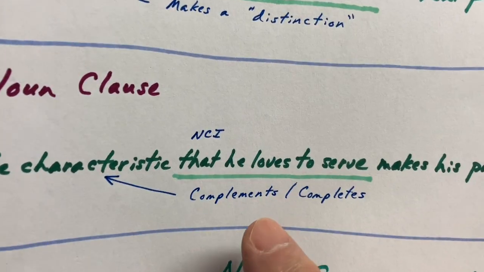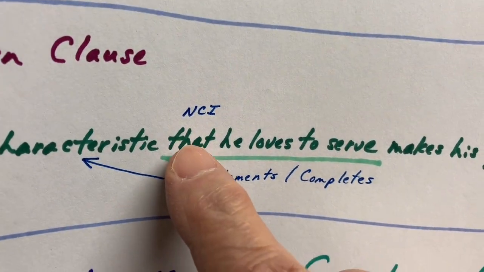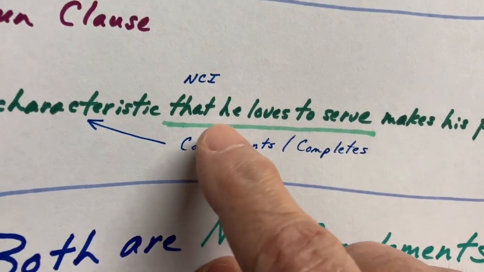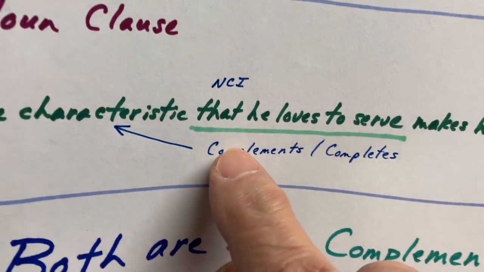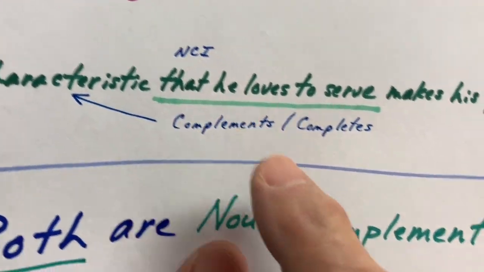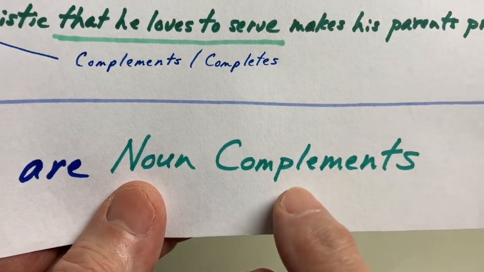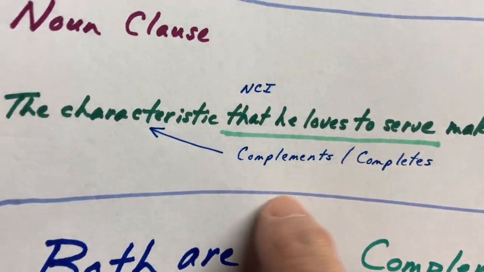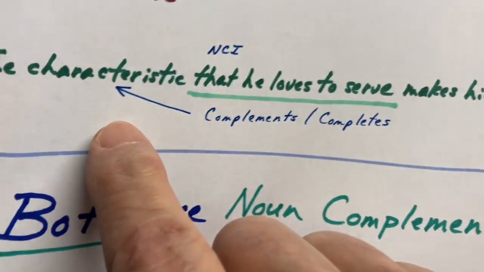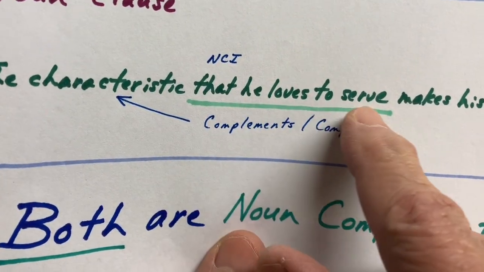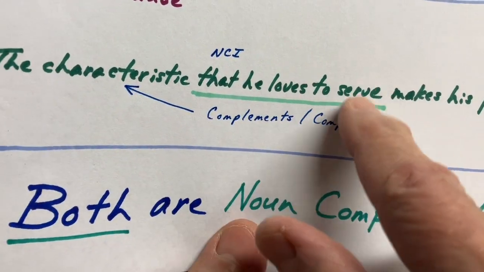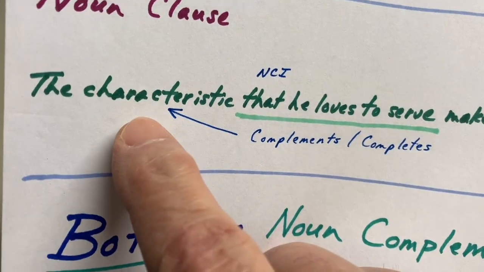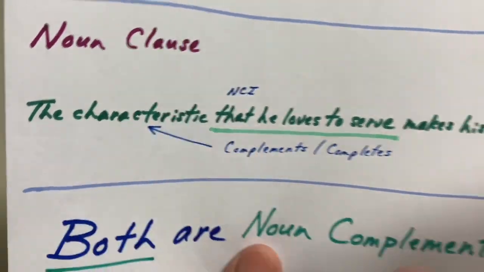All right, so you have a noun clause here. Here's your noun clause indicator, the word "that." And the noun clause is also acting as a noun complement. Why? Because it complements or completes the word characteristic. In other words, he loves to serve. That's the trait. That tells you more about the trait, the characteristic in his personality.